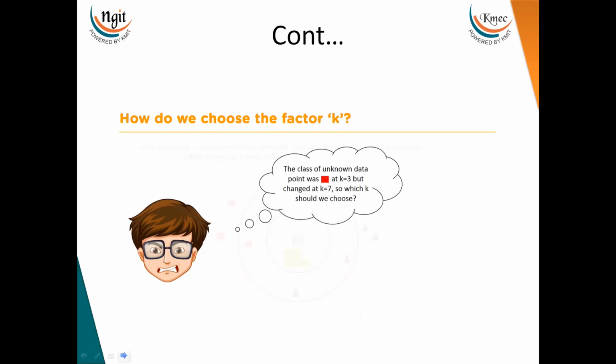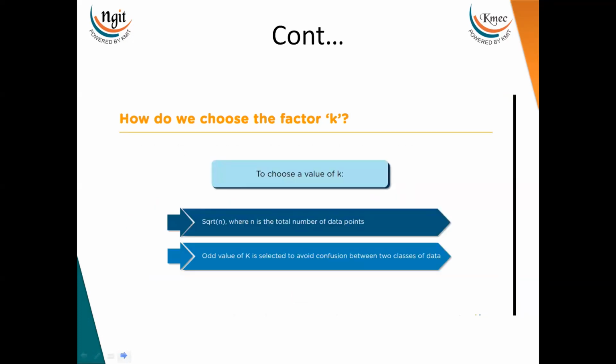That question's answer we'll try to find out. To find the value of k, I'll find the square root of n. What is n? N is the total number of data points available in my data set, and I'll find the square root of n. That will become my k value, and we always consider the k value as an odd value.